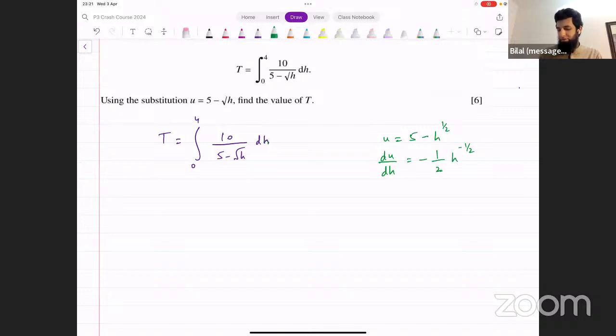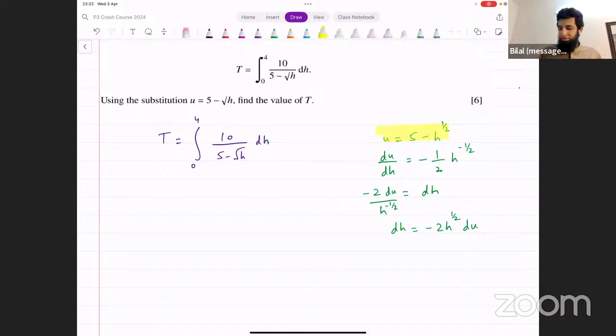Okay, let me actually write it like this first. I could say dh goes to the other side. If dh goes to the other side, that gives me dh equal to, this 2 goes to this side, so we have minus 2 into du, and this h goes to the other side as well, in the denominator. That's h raised to the power minus 1 over 2. And that gives us dh equal to minus 2. This is a negative power of h. We could take that to the numerator if we want. So that becomes minus 2h raised to the power of 1 over 2 du.